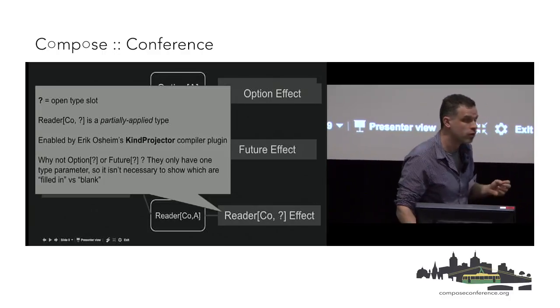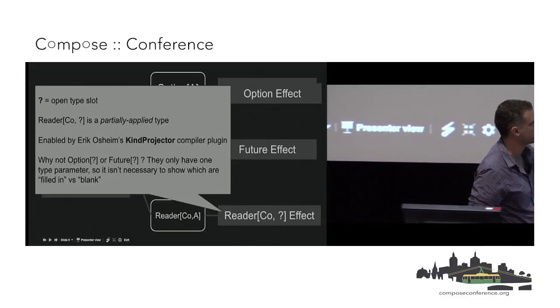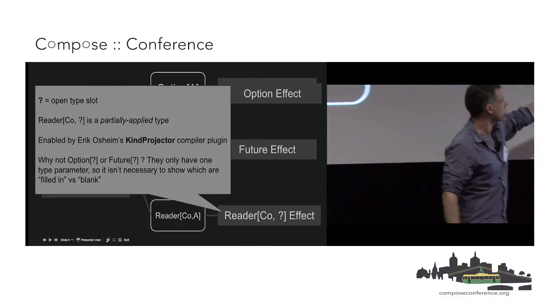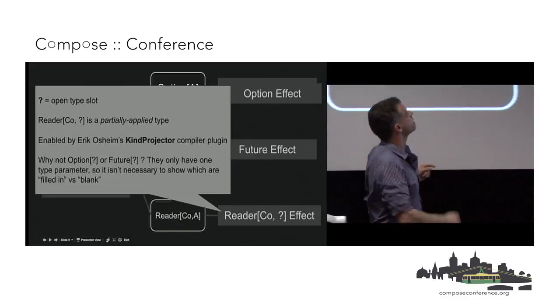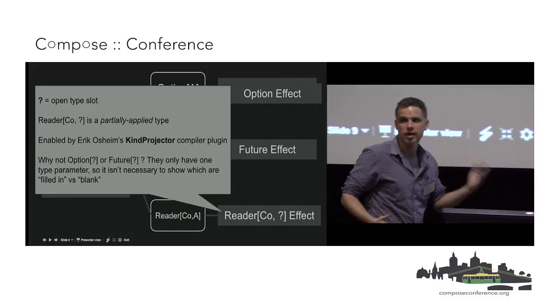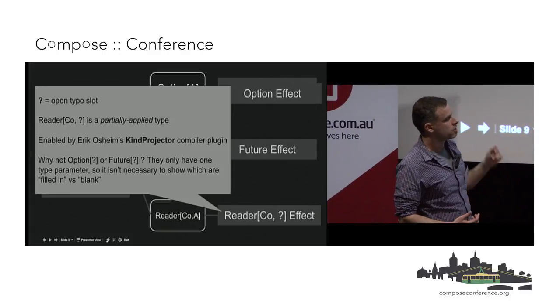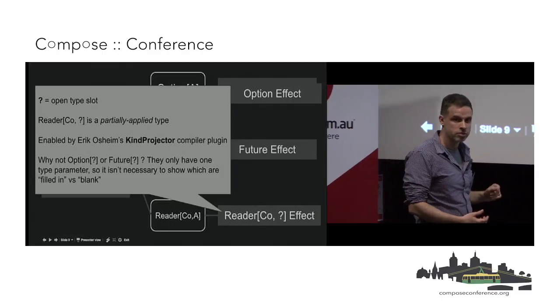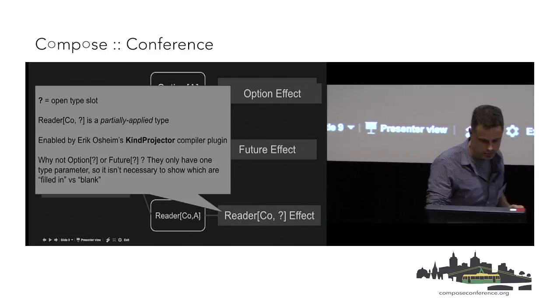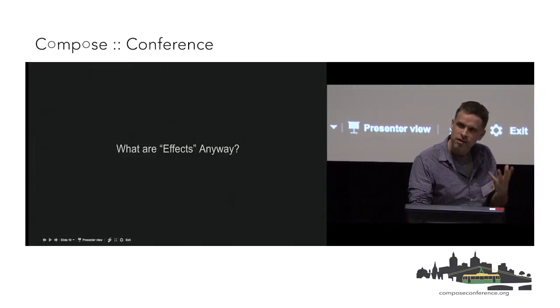So here, if you are familiar with Scala, you may not recognise this syntax. I am using the kind projector plugin. My view is don't leave home without it. That allows you to write partially applied types in Scala more elegantly. So what are these effects?